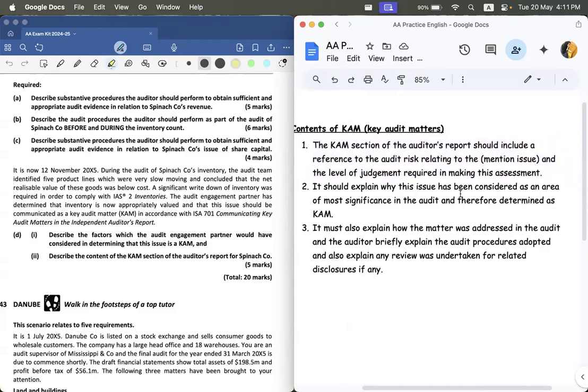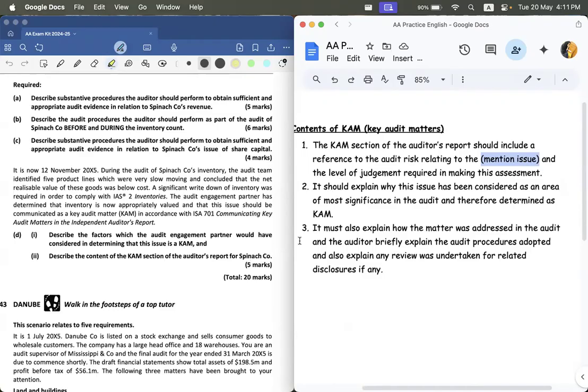So if the question is about a provision, something like that, you're going to mention the entire scenario here. Understood? And the second sentence is you're going to explain why this issue was considered an area of most significant importance, and therefore it was taken as CAM.